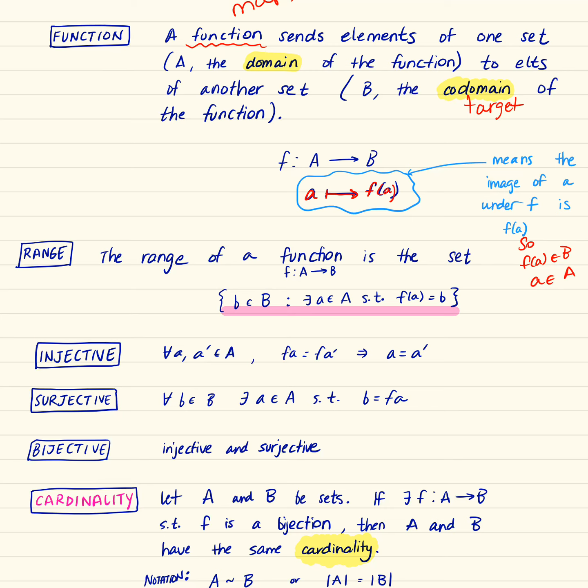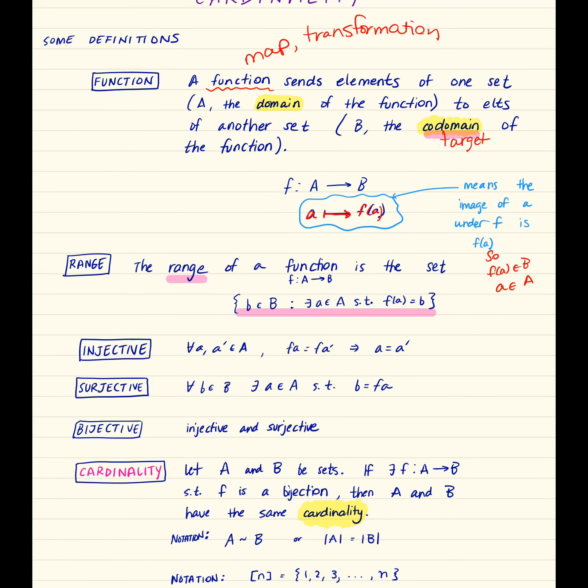So sometimes students confuse the range with the codomain. Sometimes the range and codomain are the same thing, but oftentimes they are not. Okay? Now, injective. What does injective mean?